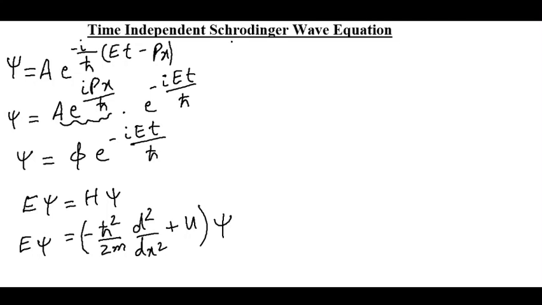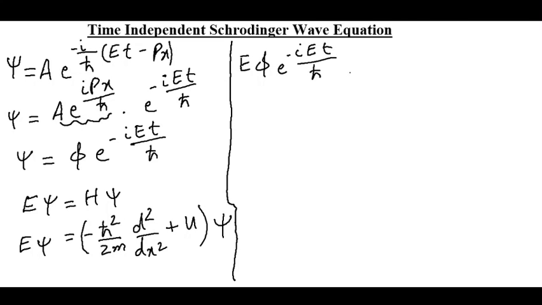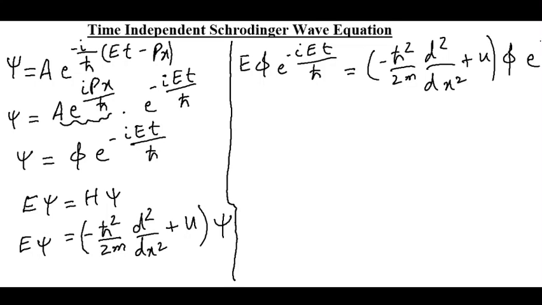Now in the next step, we will put the value of our original wave function psi on both sides, and we have the following equation, which is E phi exponential minus i Et divided by h bar equals minus h bar square over 2m d square over dx square plus U times phi exponential minus i Et divided by h bar. As in the Hamiltonian operator, we have only the second order derivative with respect to position, this will not affect this time dependent part of the wave function.